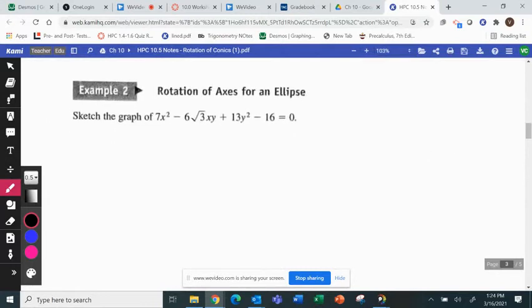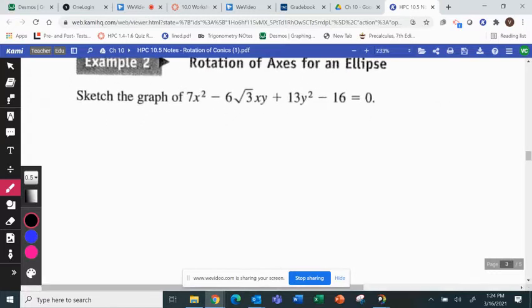So the next one, they're already telling you it's for an ellipse. So we kind of have an idea of what our equation is going to look like. This says sketch the graph. We're going to find our equation and sketch it. So the first thing we want to do is start with what's A, B, and C. A is the x squared.